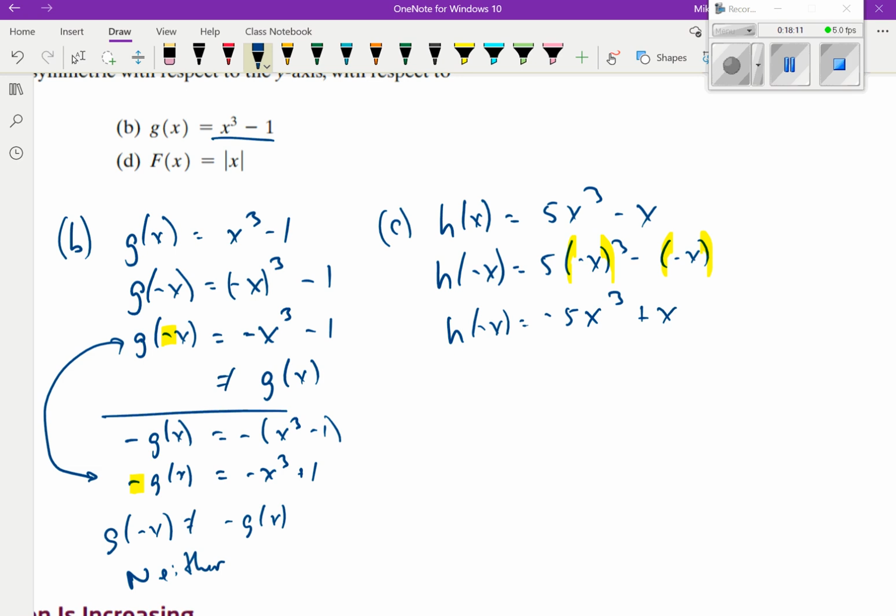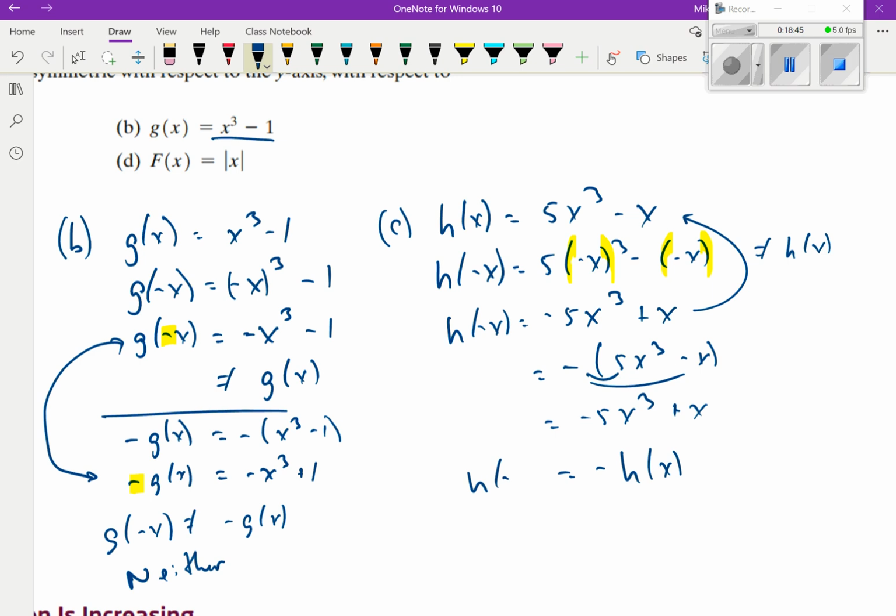So is that the same as what I started with? No, it's not the same as what I started with. So that's not the same as h of x, so it's not going to be an even function. Is it the same, however, as the negative? Is that the same as the negative 5x cubed minus x? If that's the same, then we match up. And what we see here is that it is going to match, because that would be negative 5x cubed if I distribute that through, then plus x. So this piece here was the negative of h of x. So h of negative x is the same as negative of h of x. So this is an odd function.